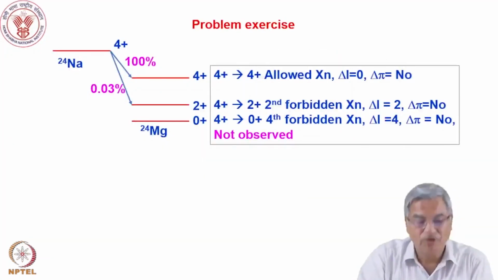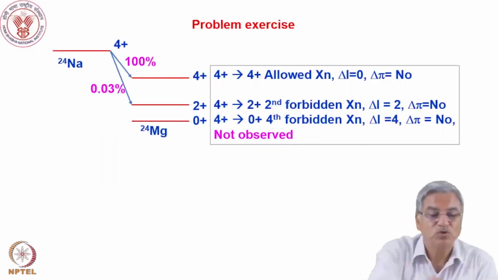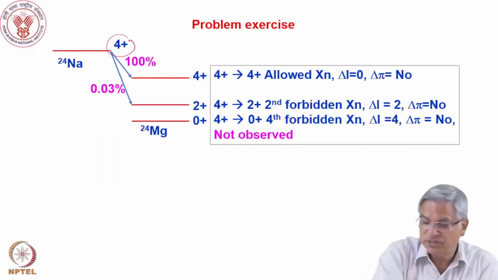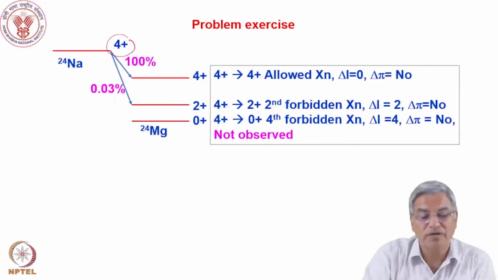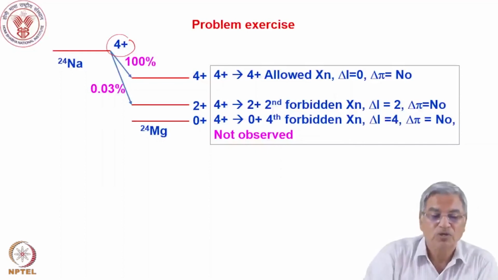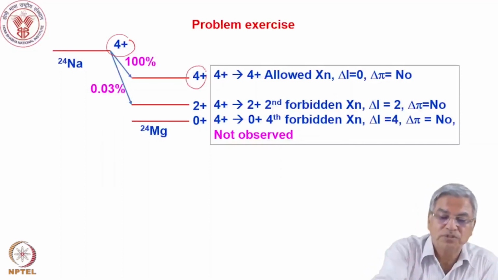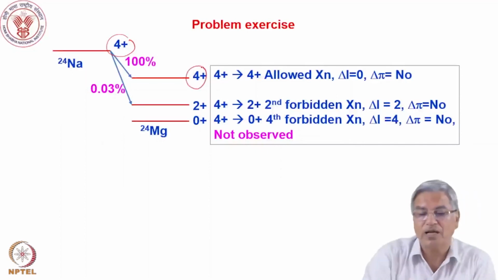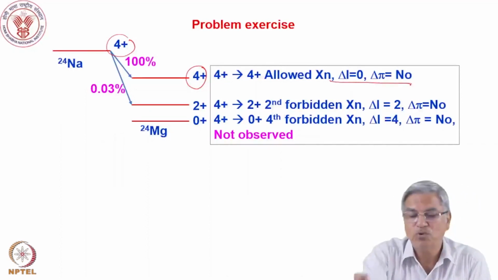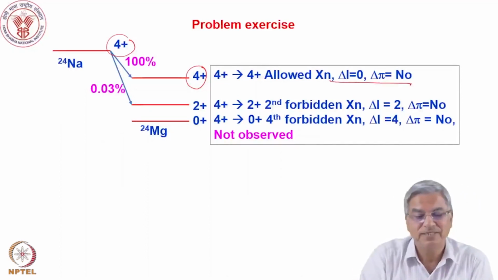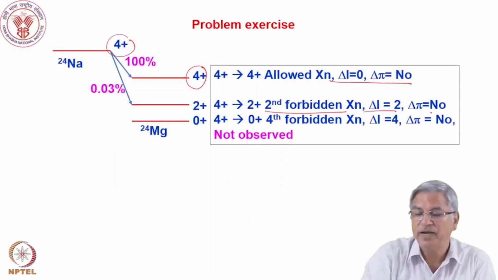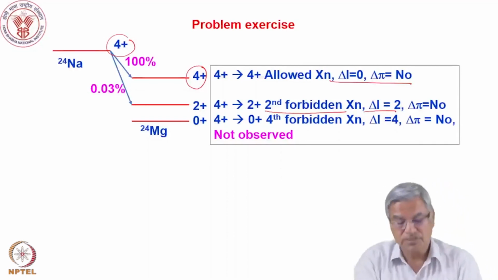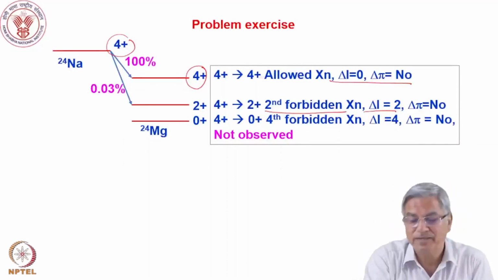Just to give an example of this decay, sodium-24 having spin state 4 plus decays to magnesium-24, and you see the ground to ground transition is forbidden because delta I equals 4. Whereas the 100% transition goes to a 4 plus state. The 4 plus is an allowed transition. Delta I is 0, delta pi is no change in parity. 4 to 2, see this second forbidden transition, delta I is 2 and delta pi is no change in parity, whereas there is no ground to ground transition. So that is how we can explain the type of transition.